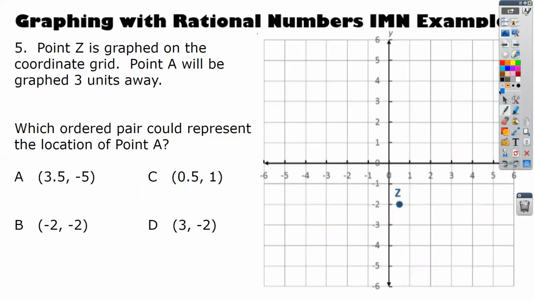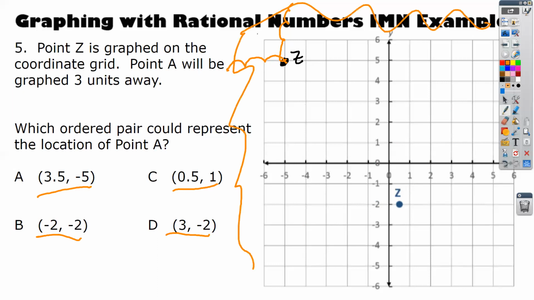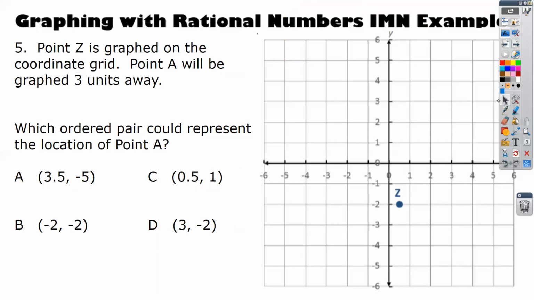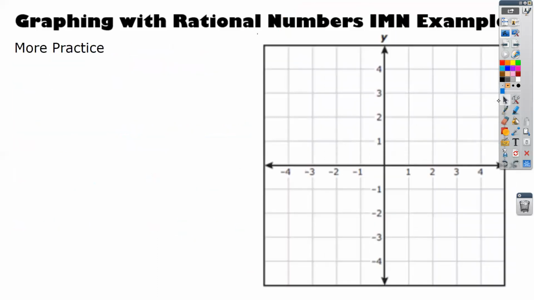One more thing to point out, let's say point Z was graphed here. Let's pretend. If it were graphed there, would I be able to jump 3 units up? No, because I'm out of graph. Would I be able to jump 3 units to the left? Again, no, because I'm off the grid. I ran out of graph. You should never see answer choices that you don't see on the grid. If it's off the grid, it won't be an answer choice. So just keep that in mind as you're looking at these problems.